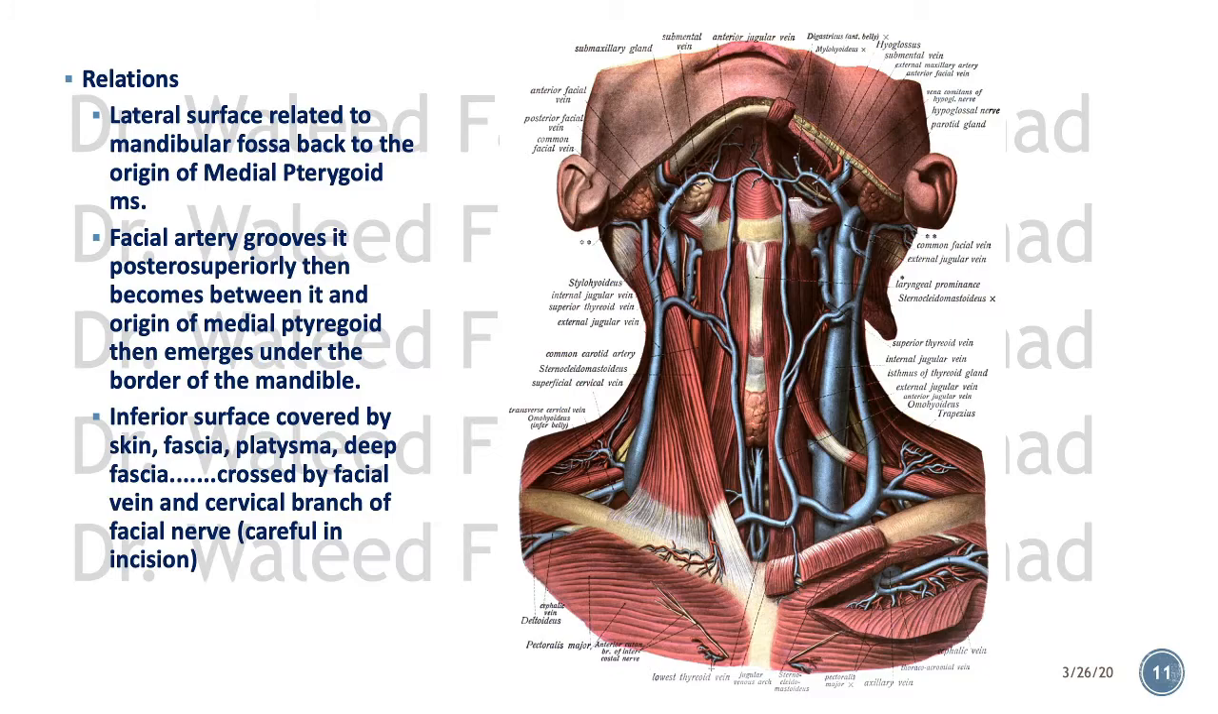The facial vein is superficial all over the gland and takes its tributaries. So the artery was deep and then became superficial, and the vein is superficial. The inferior surface of the gland is covered by, as we said, the skin, fascia, platysma, transverse cervical nerve, cervical branch of the facial nerve, and tributaries of the facial vein. Okay?